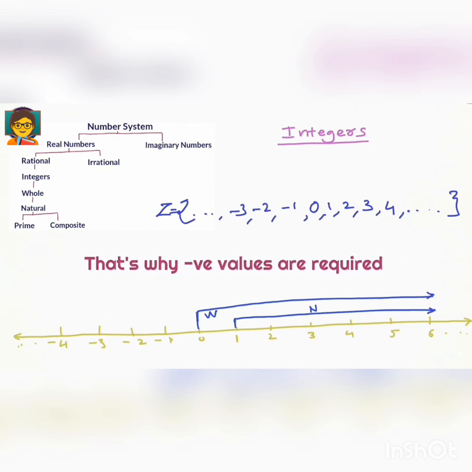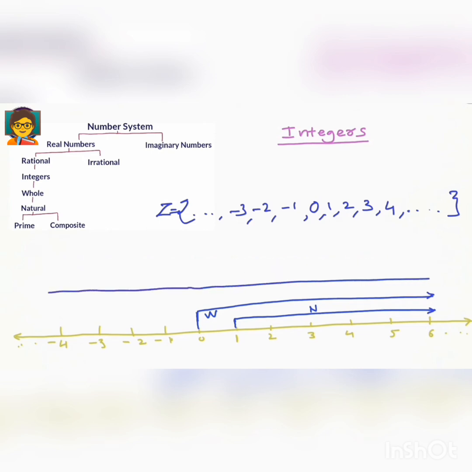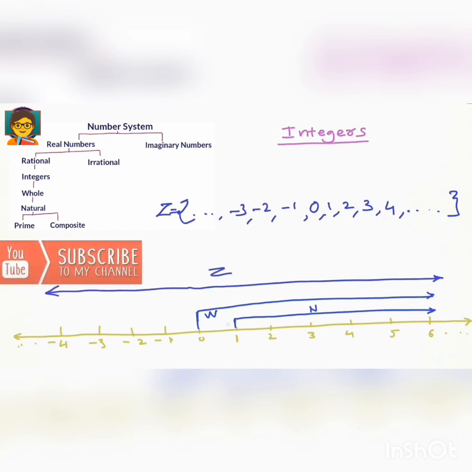Now all natural numbers and whole numbers are basically integers. So on number scale, we can represent the integers like this. So all negative natural number, positive natural number and 0. And we can see the W and N, that is whole number and natural numbers, are basically subset of integers.